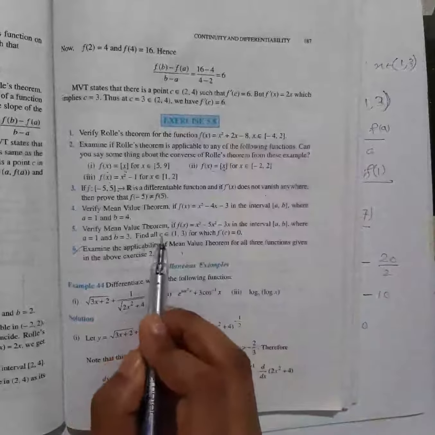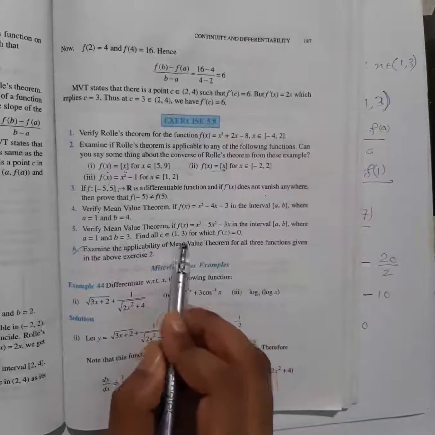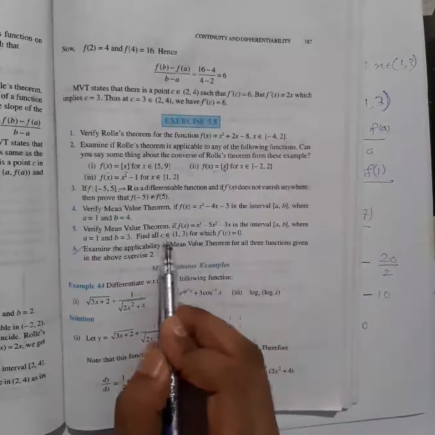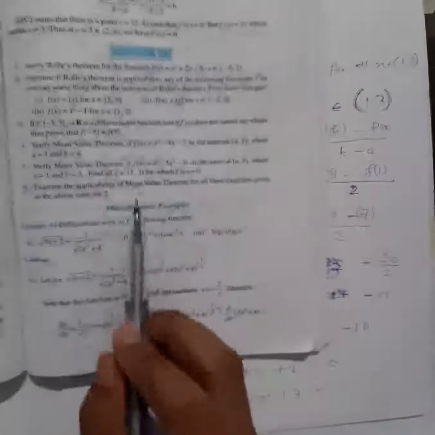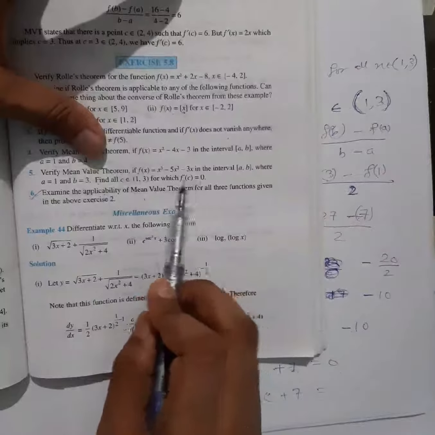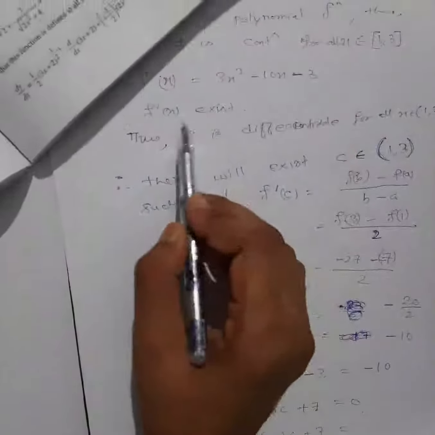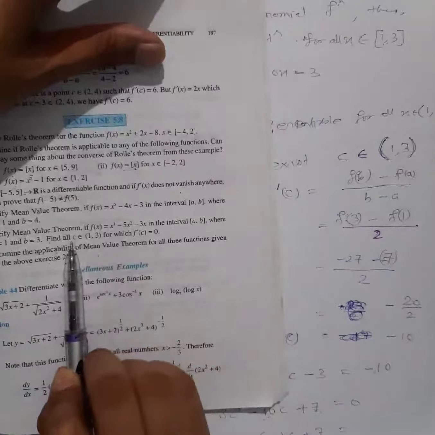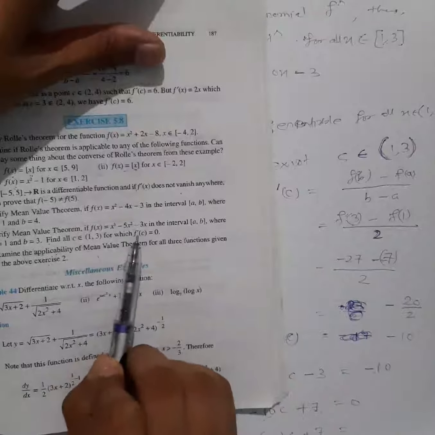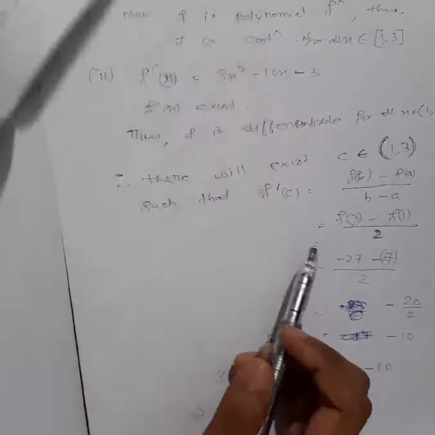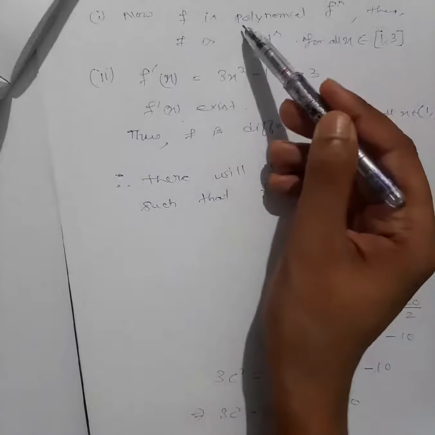Find all c belongs to this for which f dash c is equal to 0. Now this condition, see carefully. For this belongs to this for which f dash c is equal to 0, for this, Rolle's theorem must satisfy, right? Then only this will be equal. There will be one point for which differentiation will be 0. For that, Rolle's theorem must satisfy. Yes or no? Now here we have seen mean value theorem, we have verified.